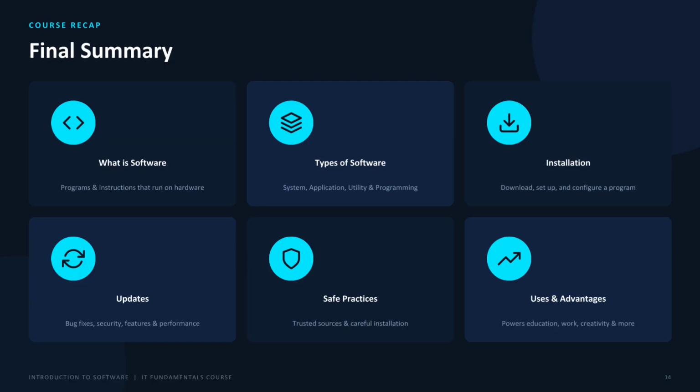Course recap, final summary. What is software? Programs and instructions that run on the hardware. Types of software: system, application, utility and programming. Installation: download, set up and configure a program.